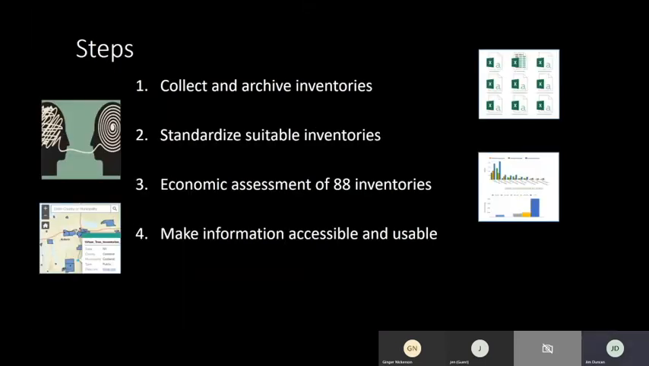So these are the four main steps that we went through to build the tool. The first was actually collecting and archiving available inventories. Next, we had to standardize those inventories. After all the work we did assessing them, we could only really use 88 of them for an economic assessment. And then we focused on building a way to make that information accessible and usable.